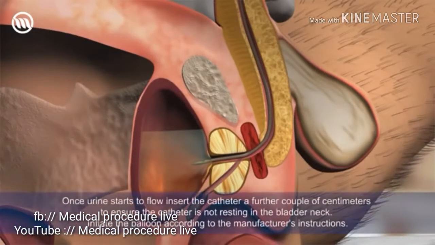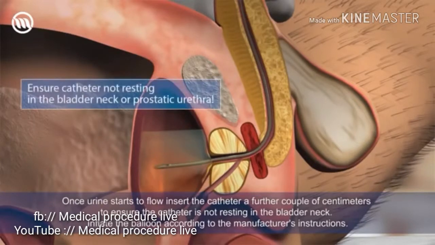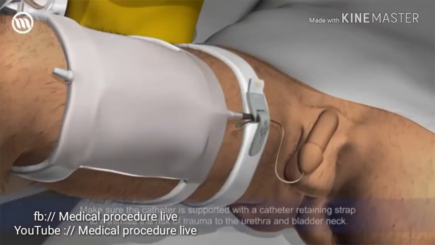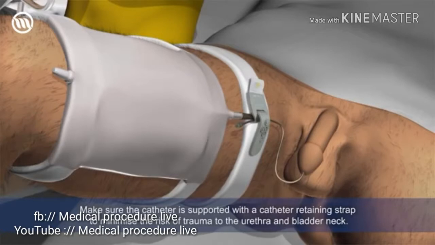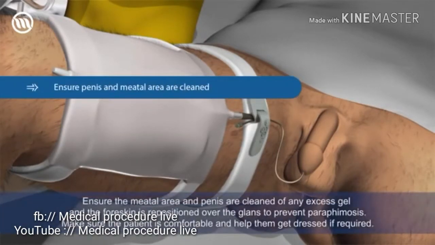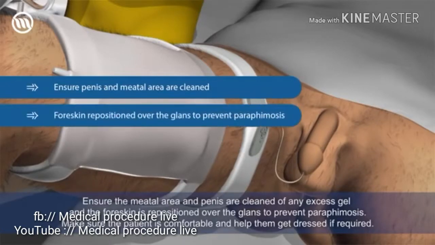Once urine starts to flow, insert the catheter a further couple of centimeters to ensure the catheter is not resting in the bladder neck. Inflate the balloon according to the manufacturer's instructions. Make sure the catheter is supported with a catheter retaining strap to minimize the risk of trauma to the urethra and bladder neck. Ensure the meatal area and penis are cleaned of any excess gel and the foreskin is repositioned over the glans to prevent paraphimosis.